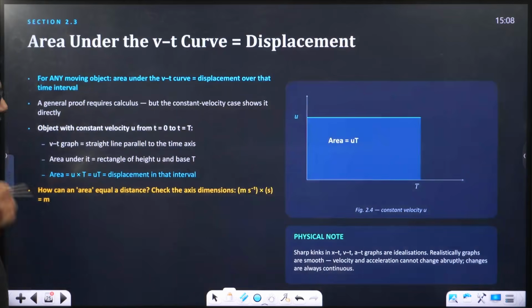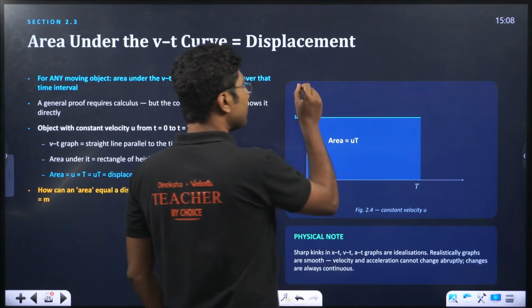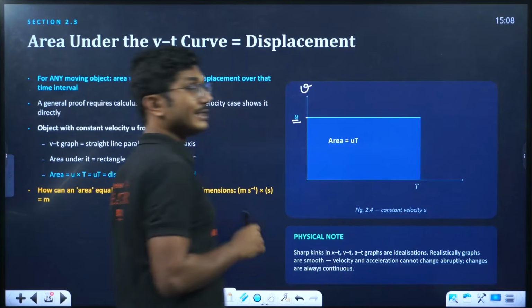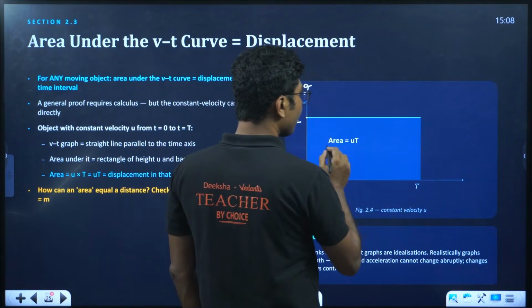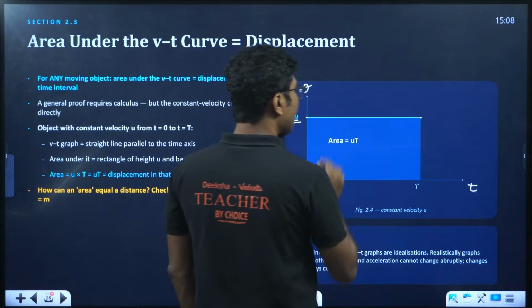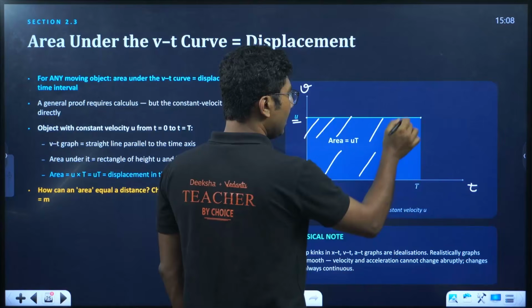Okay, so these are the few things. Before I continue, here we have v versus t. This is the velocity versus t graph, but at some point of time the value of velocity is u and it is constant. After some time t, suppose the object has reached over here, this is the time axis, then this area under the graph actually denotes the displacement.